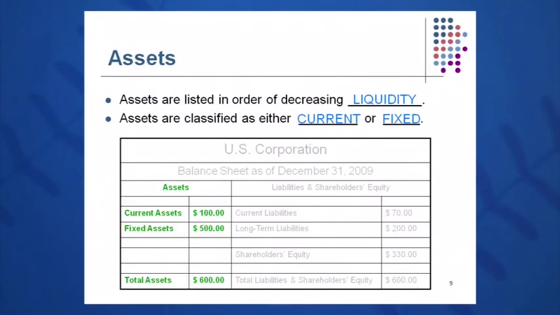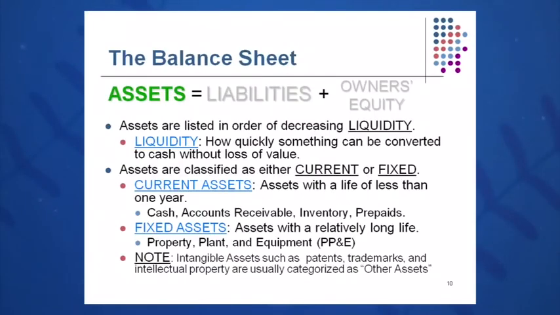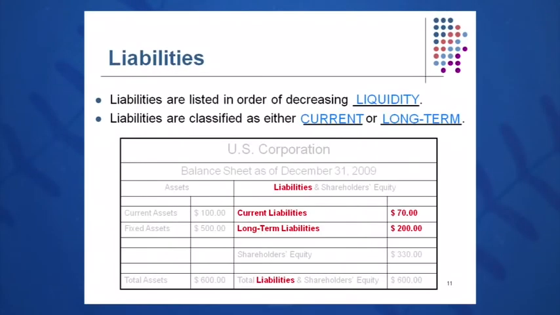Assets are listed in order of decreasing liquidity, as I said. So current assets are at the top of the balance sheet, and longer-term assets are at the bottom of the left side of the balance sheet. And these are things that I own on the left side. They're listed in order of decreasing liquidity. And so again, current assets first, longer-term assets second. Total assets are the summation of the two.